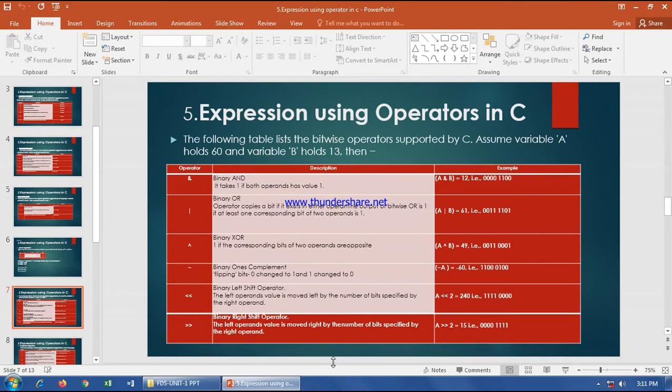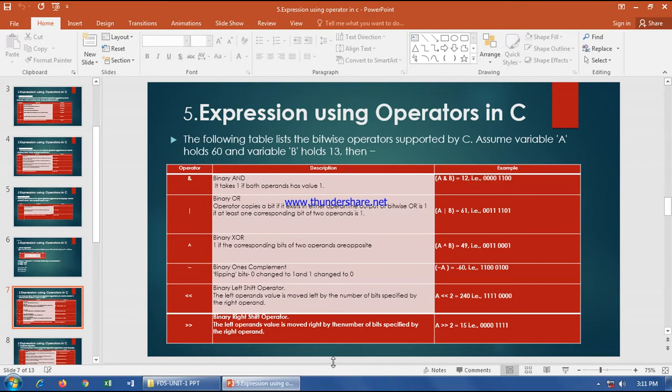The next one is the following table, which lists two bitwise operators supported in C. Here we assume the value of A is 60 and B is 13. Here also we are using the operator AND, right? It takes 1 if both operands have a value of 1, right?